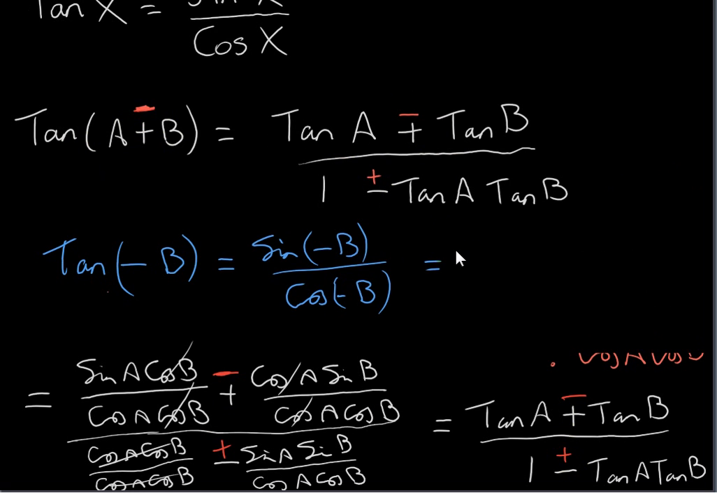The sine of a negative angle, as we've seen several times before, is minus sine of that angle. So sine minus B is minus sine B. The cos of minus B is just cos B. So you see we just get minus sine B over cos B. Well, that's just minus tan B.